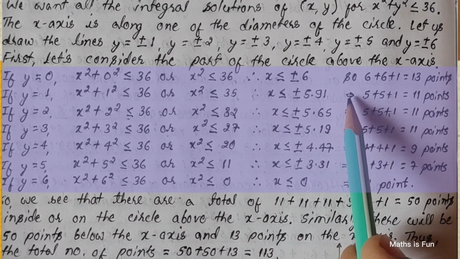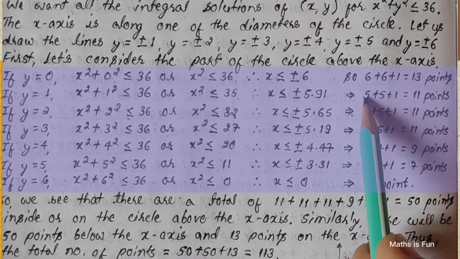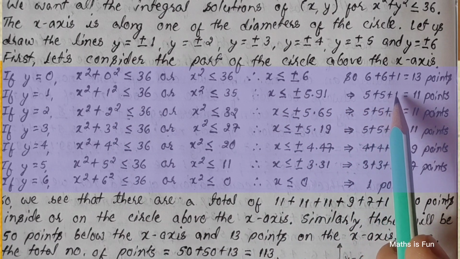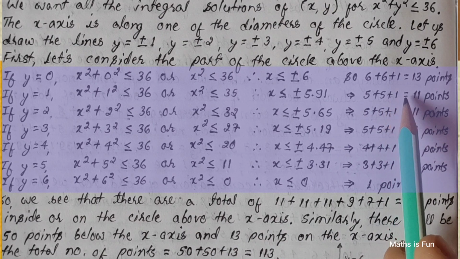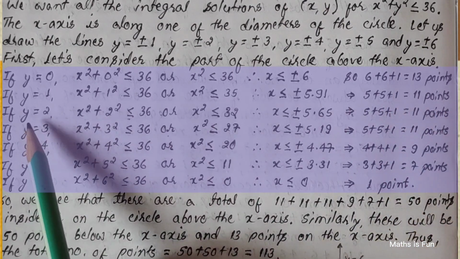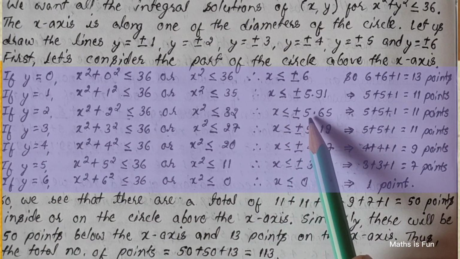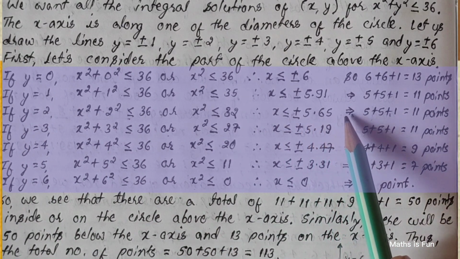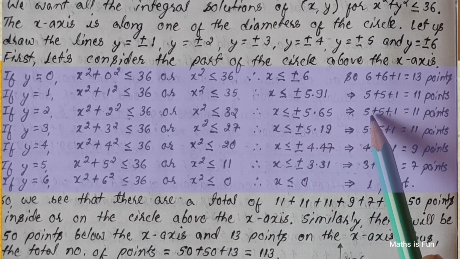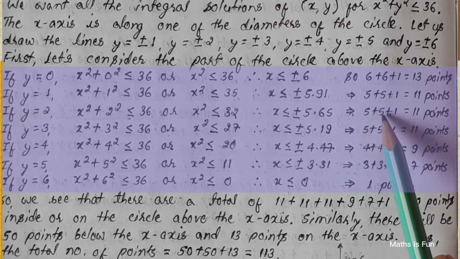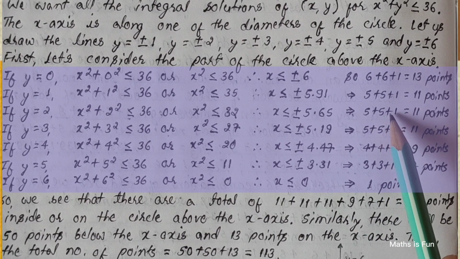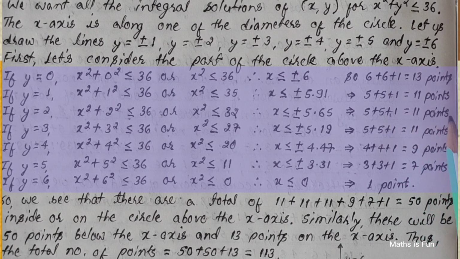This implies that there are 5 points to the left, 5 points to the right and 1 point on the y-axis, a total of 11 points. If y equals 2, x will be smaller than or equal to plus minus 5.65. That implies that there are again 5 points to the left, 5 points to the right, and 1 point on the y-axis, again a total of 11 points.